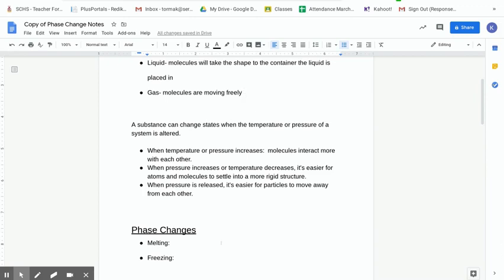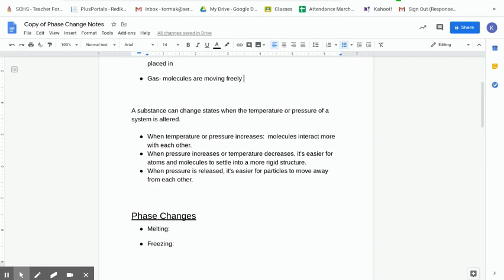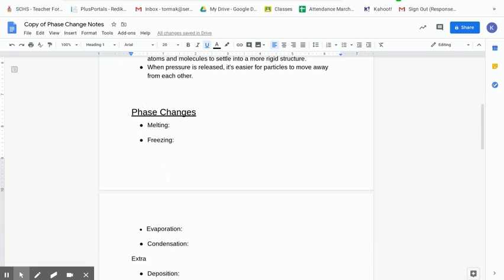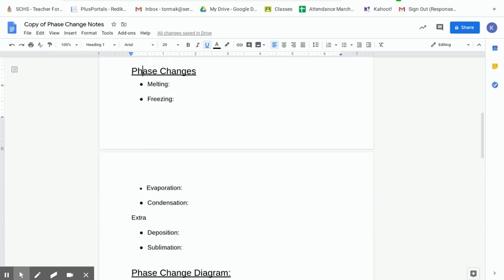So when pressure is released, it's easier for particles to move away from each other. That goes hand in hand with the temperature increasing or decreasing. Certain phase changes that you will need to know are melting, freezing, evaporation, condensation, and then there are two that you might not have heard of, or might have from biology, space science, or life science, whatever you took in middle school. Deposition and sublimation are the other two that you may just learn today.